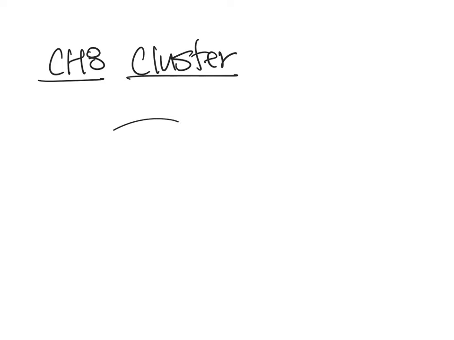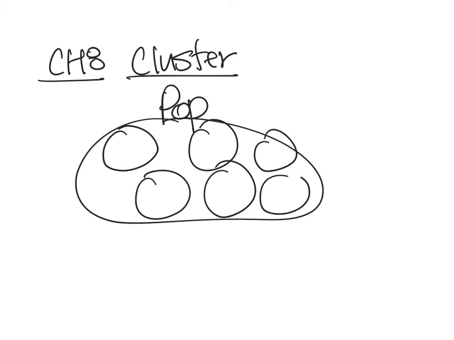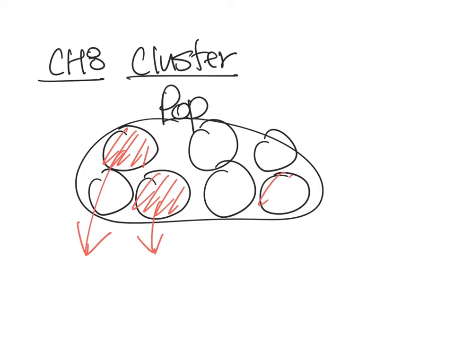In chapter 8, we discussed cluster sampling. When we had a population, it has many clusters. Then we select some of them. It's not all of them. So we just select this one, and this one. It's like this, and we ask them all.